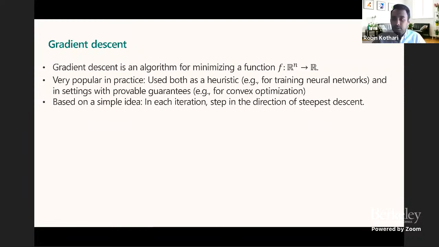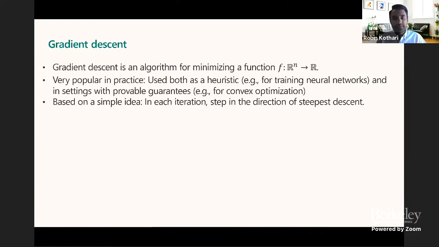It's a very popular algorithm in practice. It's used both as a heuristic, where we cannot prove convergence guarantees, for example for training neural networks, where it's used all over the place in machine learning. And it's also used in settings where you can prove stuff, such as in convex optimization. My talk is going to be about this latter setting, convex optimization. The algorithm is very simple. In fact, I think it was proposed in 1847, so a very long time ago. Let me explain what the algorithm is with a very simple picture.